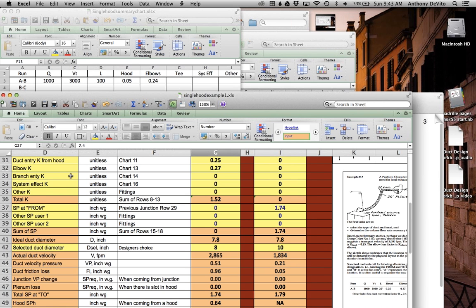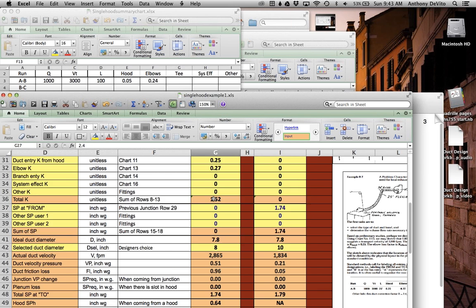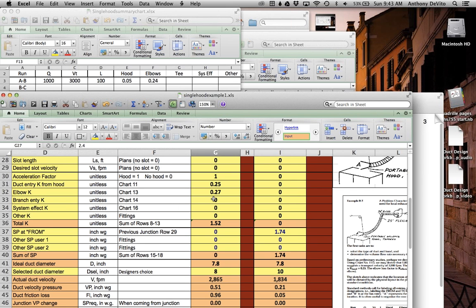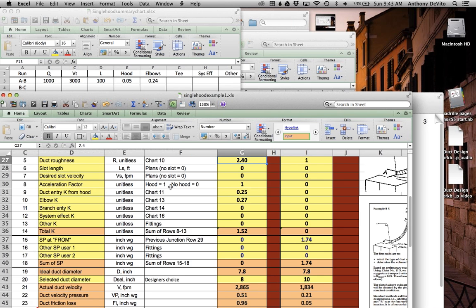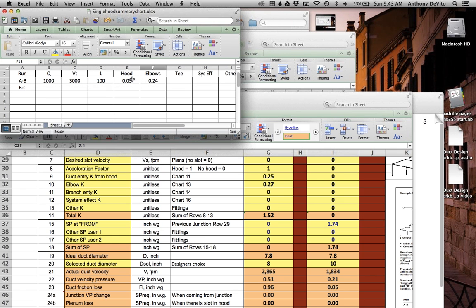Okay, so now a branch entry. We don't have any system effect, so we're going to ignore that, and we don't have any other K factors. If you had a K factor for a filter, you would put it here in other. So the total K factor is, well, I missed a couple there, didn't I? Okay. We have 1 for the acceleration factor. Now the duct entry K for the hood itself was 0.25. I think we looked that up; they gave that to us. Oh, that should have been 0.25 there.